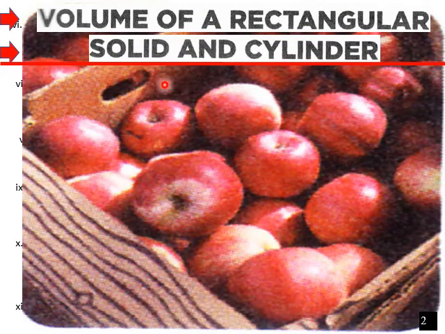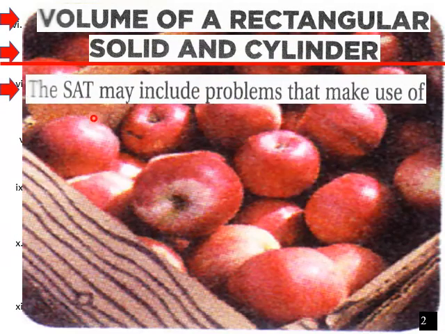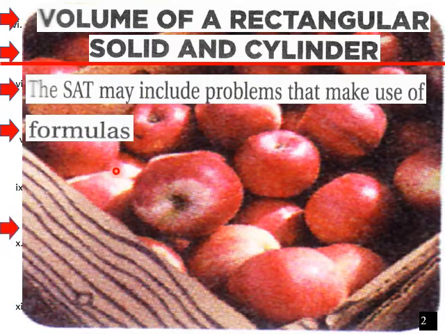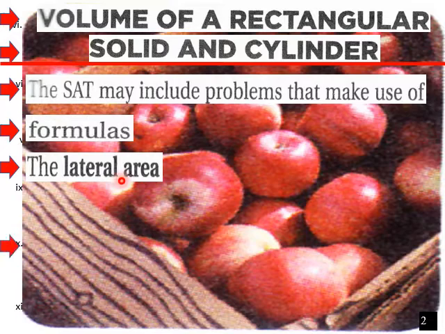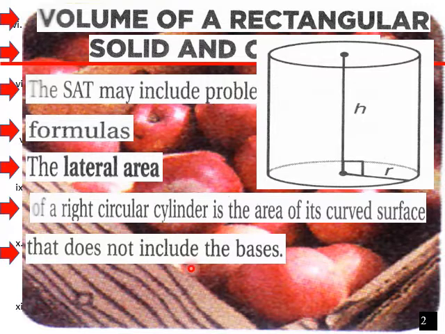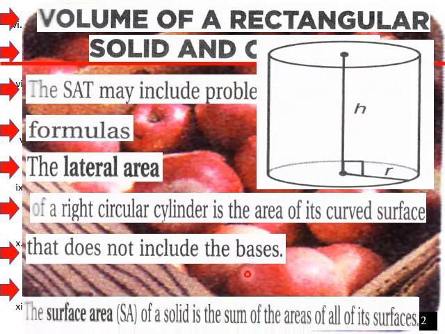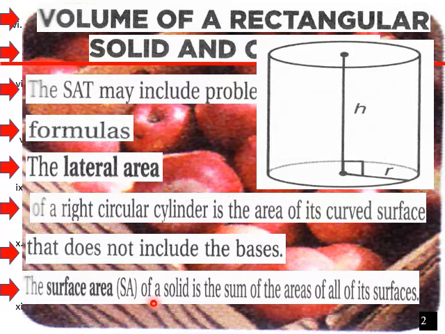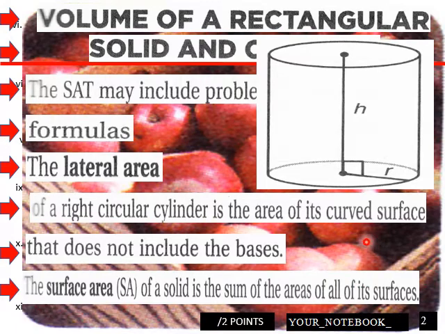Volume of a rectangular solid and cylinder. The SAT may include problems that make use of formulas like the lateral area of a right circular cylinder, which is the area of its curved surface. So like the outside part of this cylinder, the surface area of that is called the lateral area. It wouldn't include the bases, that would be extra. The surface area of a solid is the sum of the areas of all of its surfaces. So just to know, a good note to take here.